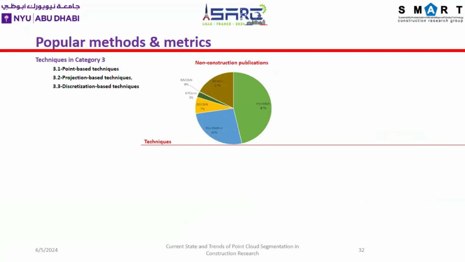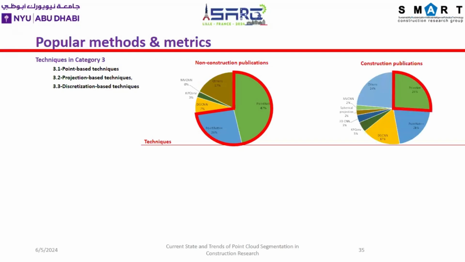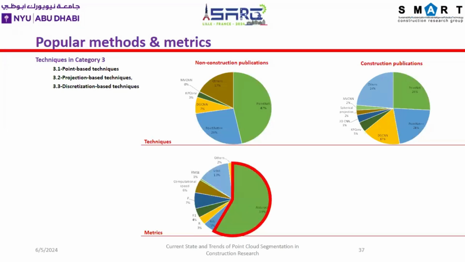So we did this evaluation. In non-construction, the most popular techniques that we see are PointNet and PointNet++. Both of them are point-based techniques, and they account for almost 3/4 of the circle. In comparison with the construction publications, we see the point-based techniques account for almost half of it. And we see a little bit heavier adaptation of the dynamic graph CNN methodology.